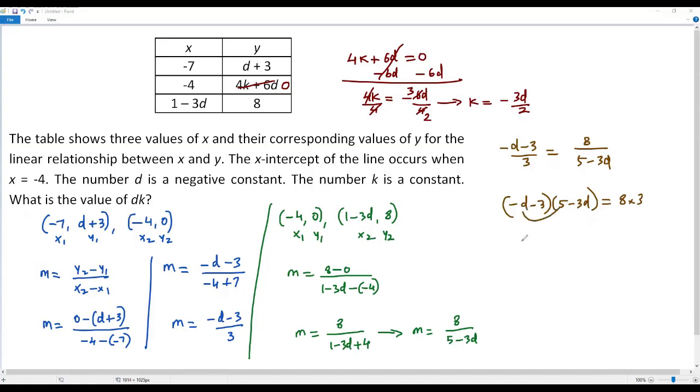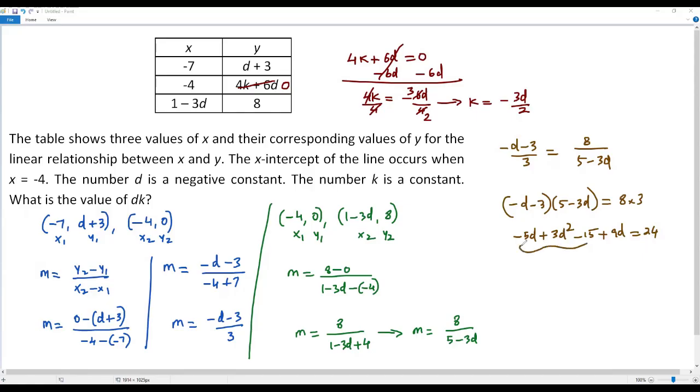Let me multiply the first terms, negative d times 5. I'm getting negative 5d. Negative d times -3d will be positive 3d square. Negative 3 times 5 is negative 15. And negative 3 times negative 3d is positive 9d equals 24.